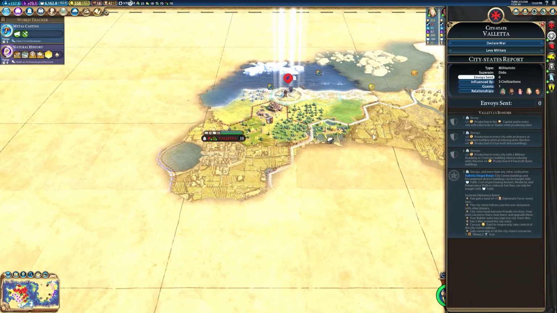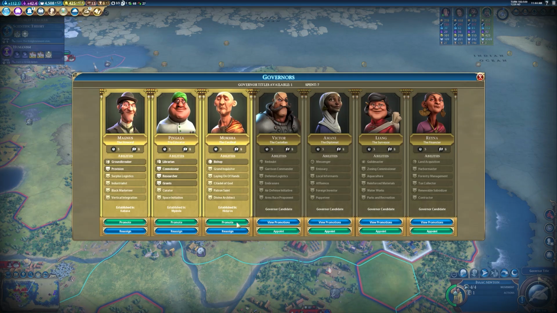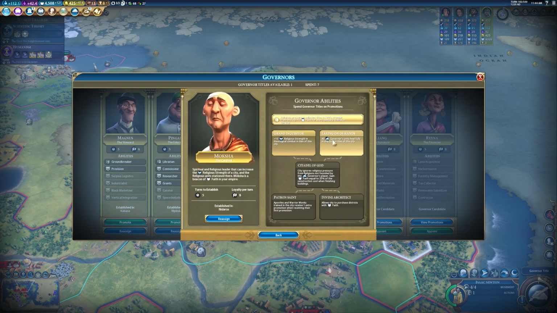Another bonus to faith comes from being the suzerain of Valletta. Now, this is a military city-state, but it gives you the bonus that allows you to buy city center buildings with faith. So this is like your granary, your monument, your sewers, any of those buildings that classify as city center buildings you can buy. You also have a governor, Moksha, and with the right promotions, you can buy districts with faith.